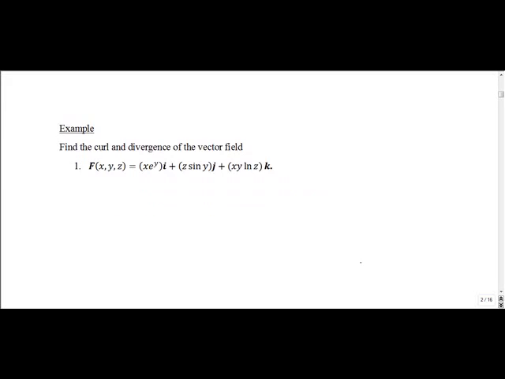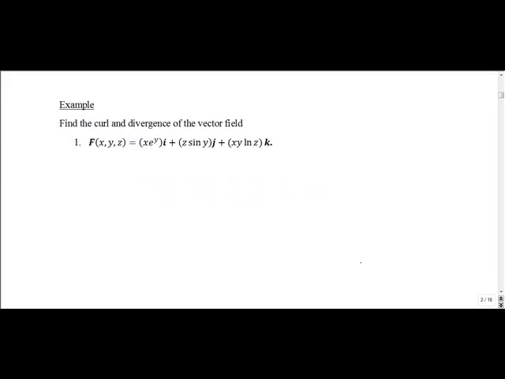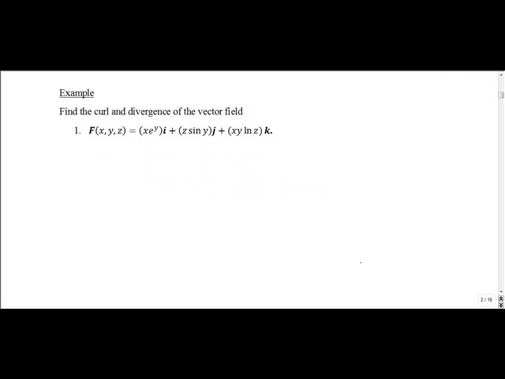Find the curl and divergence of this vector field. Okay, let's write down what P, Q, and R are. So P equals the first function, x e to the y. Q is z sine y. And R is xy natural log of z.